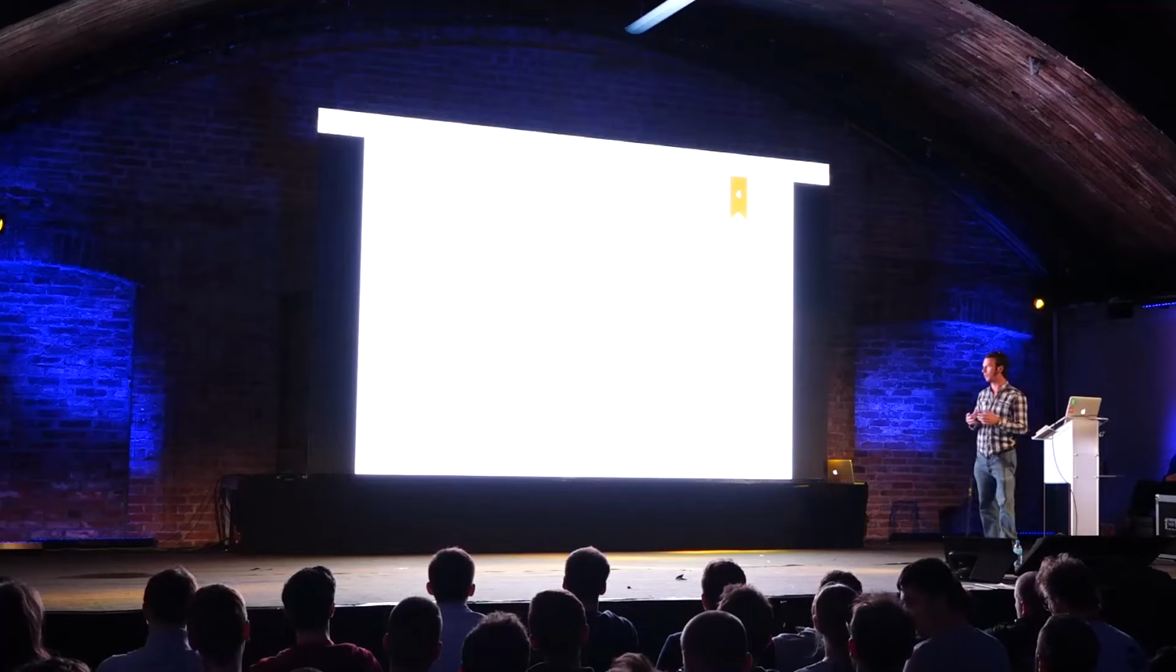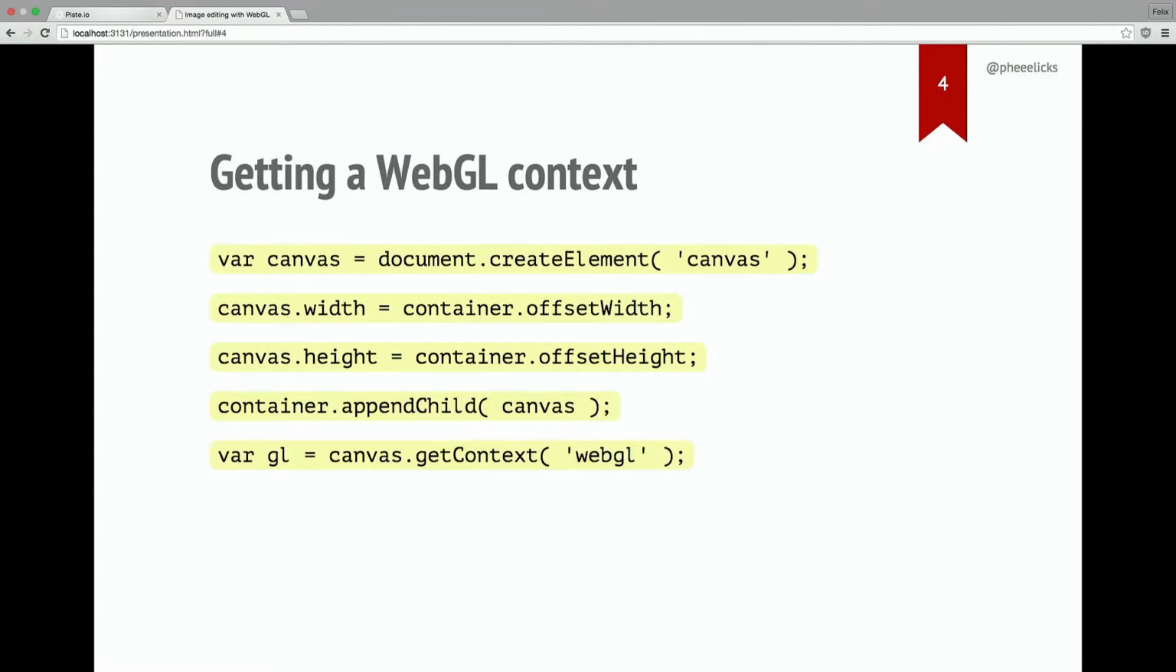Attributes are kind of per-vertex data, so each vertex has something associated with it. If this sounds difficult, I'm going to break down each bit to give you more of an idea of what each of these stages involves. First of all, getting a WebGL context should be pretty self-explanatory. You create a canvas element, you set some properties on it. Here I'm just matching the size of the canvas with the container. You append the canvas to the container, and then at the end, the important bit is you get this context out of the canvas.